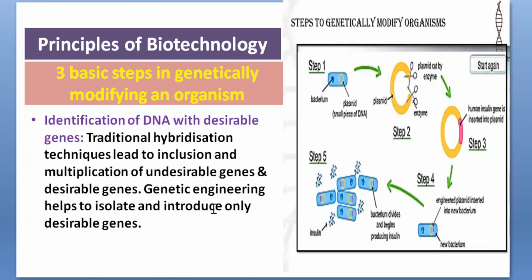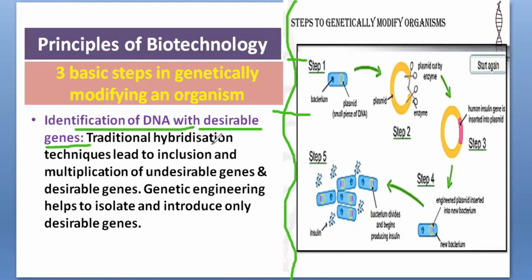The first step is identification of DNA with the desirable gene. We have to identify the DNA with the desirable gene. Say, for example, in a human, one cell has 23 pairs of chromosomes. In that, which gene is responsible for producing insulin? Like that, we have to identify.